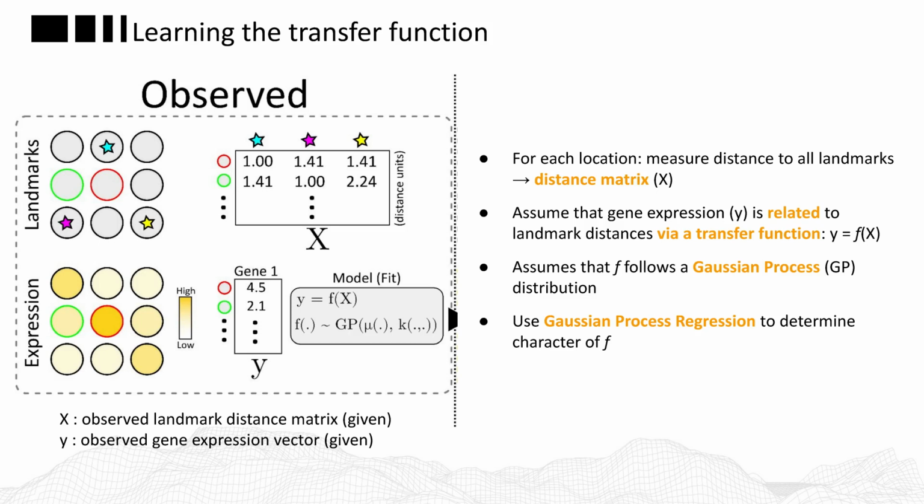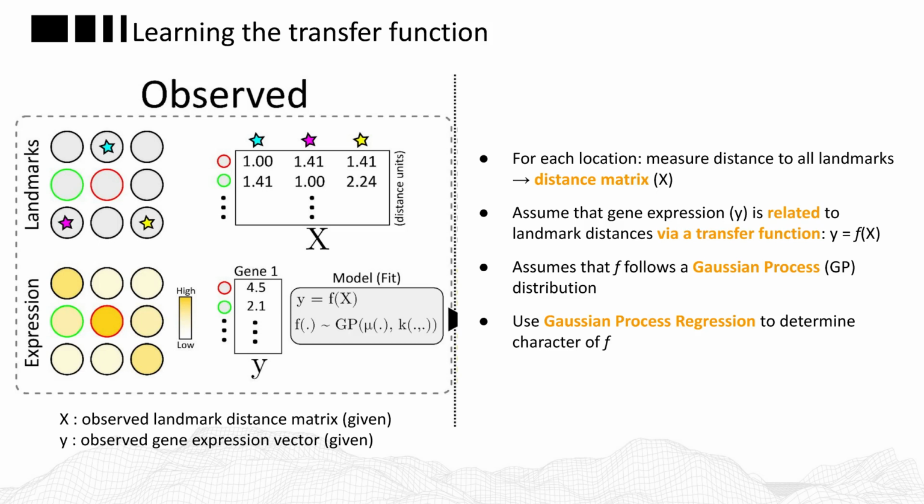And we also assume that this function F follows a Gaussian process distribution. I just want to clarify here that this is not a normal distribution or a Gaussian distribution. This is a Gaussian process distribution, which is a distribution over functions. And with this assumption, we can then use Gaussian process regression to determine the character of this transfer function F.